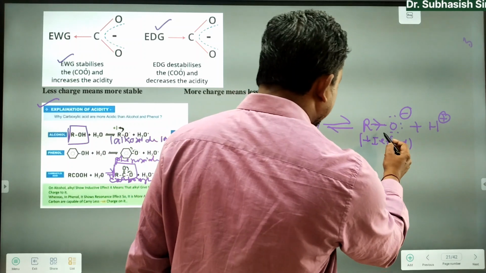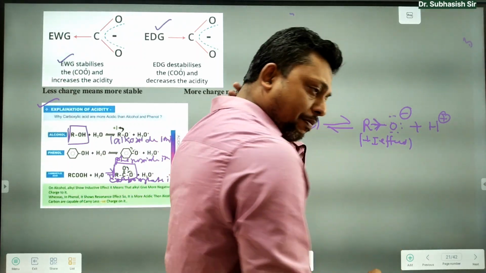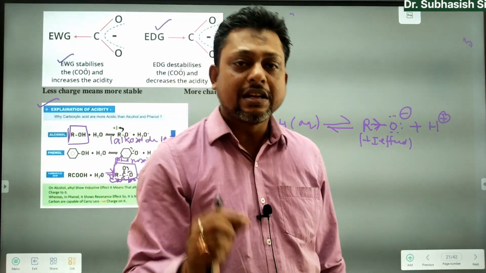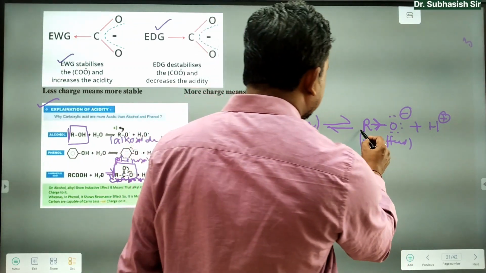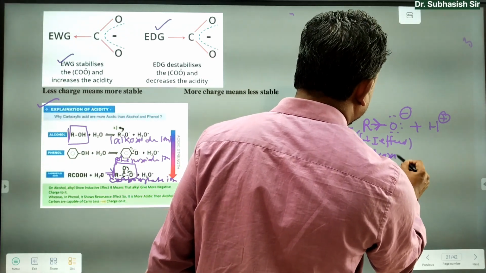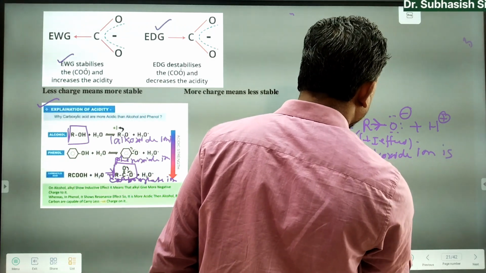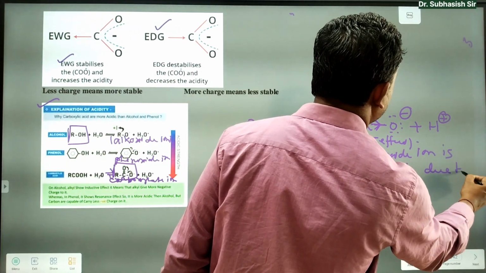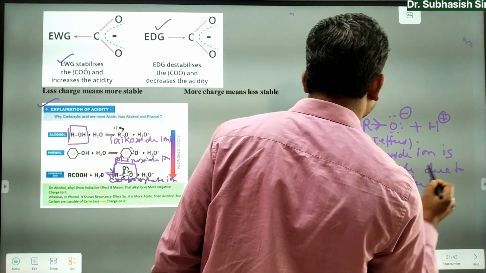So you can tell that here oxygen already has negative charge, but this is an electron pumping group, that means it will push the electron towards oxygen. So the negative charge of oxygen will increase and it will destabilize this alkoxide ion. So we can tell that alkoxide ion is unstable due to plus I effect, right? So this is very important.